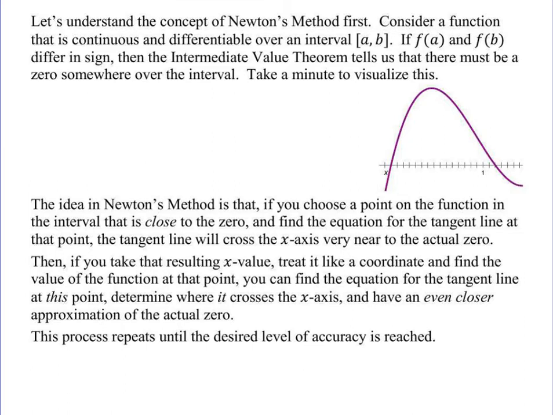It uses what we call iterations. So first of all, let's understand the concept of Newton's method. Consider a function that's continuous and differentiable over the interval from a to b. You've seen that language before. If the function at a and the function at b differ in sign, then that means that the graph must have crossed through the x-axis at some point. Does that make sense?